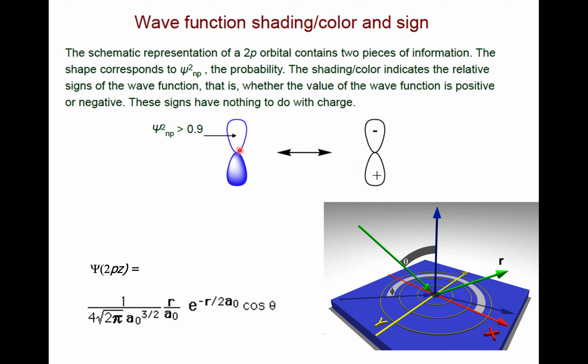This actually comes from what the wave function itself originally was. And when we talk about these, it only matters that the shading is different. So it would be exactly the same orbital if I made it be blue on top and white on the bottom. It just needs to be that the wave function is a different color on top and bottom.